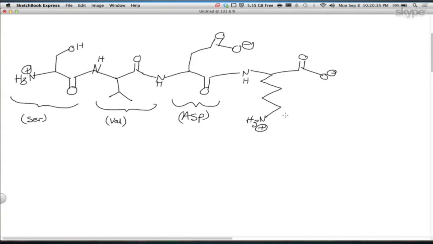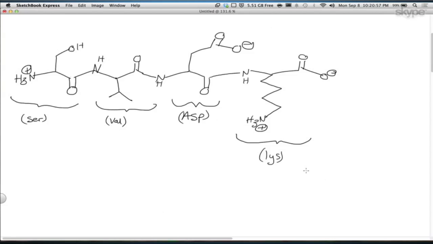Okay. Good. That one has a long chain. We can label that as lysine. So what type of molecule do we have written on your screen? That is a peptide. Good. And what type of molecule is a peptide? They are nitrogen, or they're amino acids. That's not correct. Peptides are not amino acids.